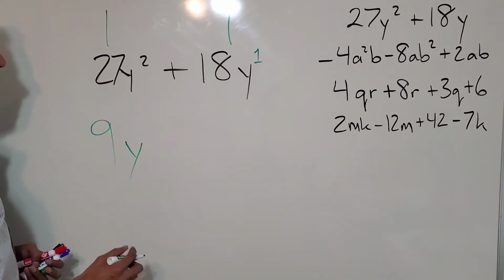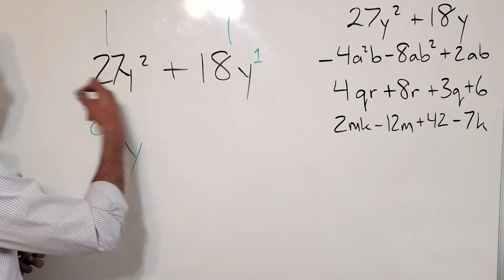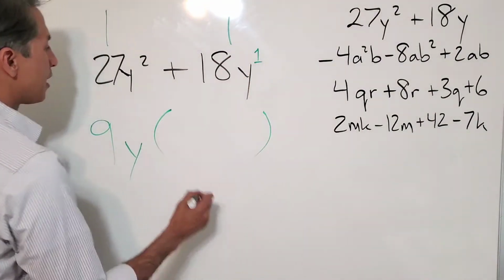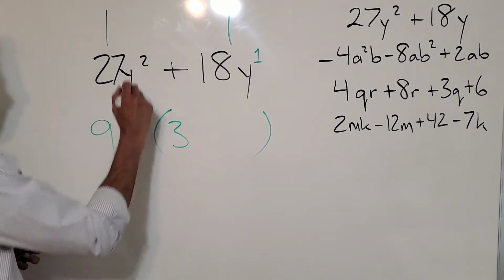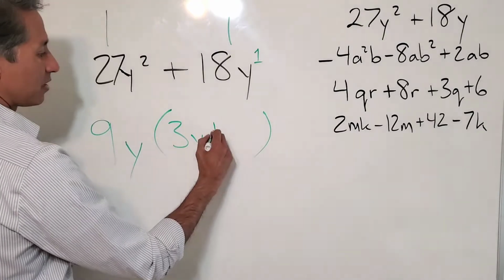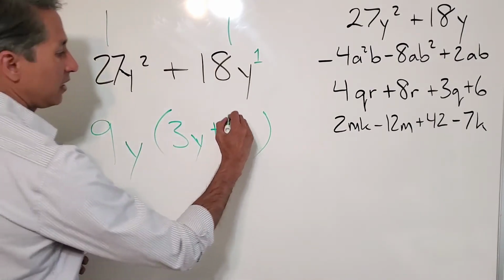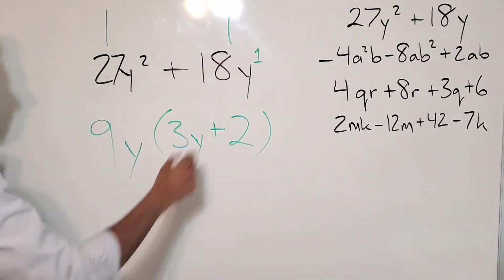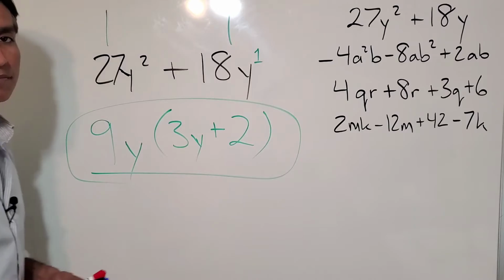And then because I'm pretty good with the factors and the multiples and stuff, I can just rewrite the rest of the problem and be done. 9 times what makes a 27? 3. Y times something makes y squared? Y. I know it's a plus because that's what's right there. And then 9 times what makes an 18? 2. And at that point, I'm good. So that's your final answer.